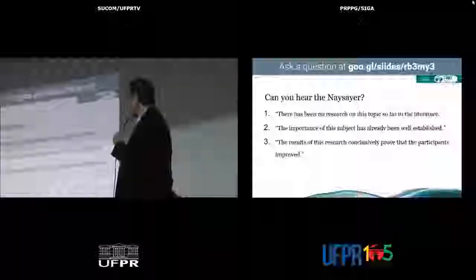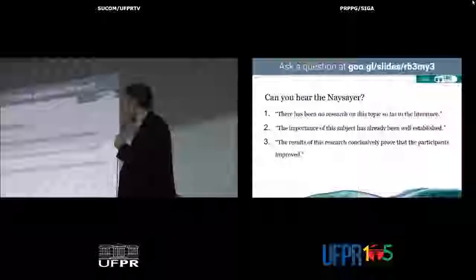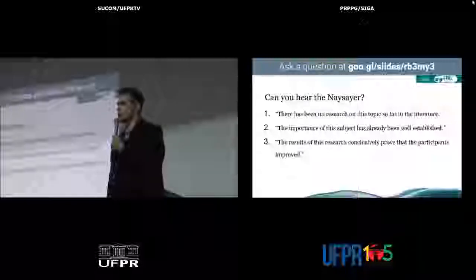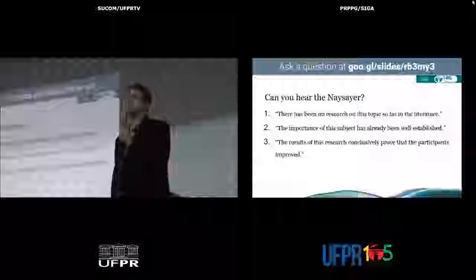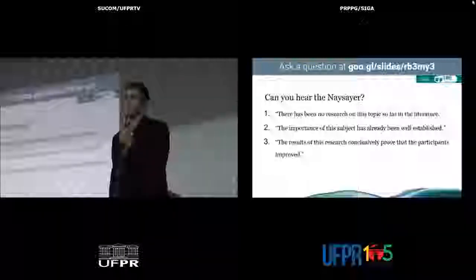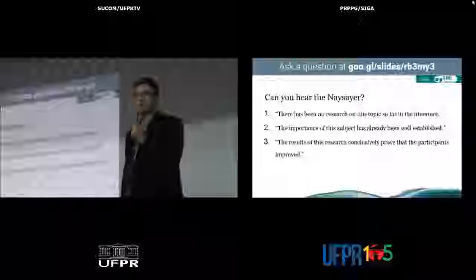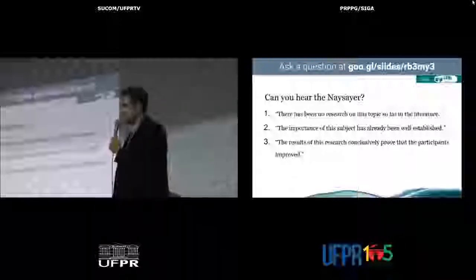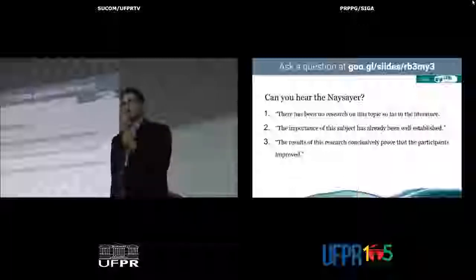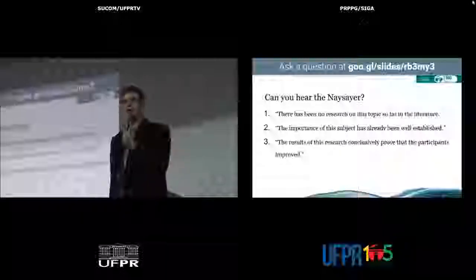And with the second one, you say that the subject has already been well established. Well, yes, if it's only you saying that, that might be a problem too. So what's missing here maybe is simply a citation or two of the literature. And the third one, the results of this research conclusively prove, this is similar to the first one. It's sort of very unnecessarily confident.